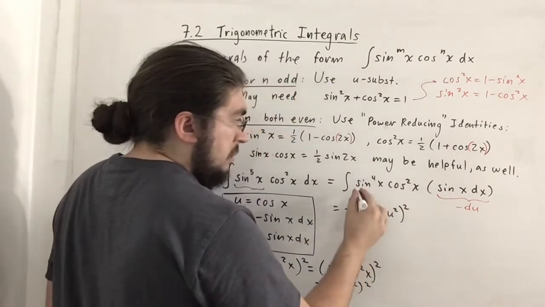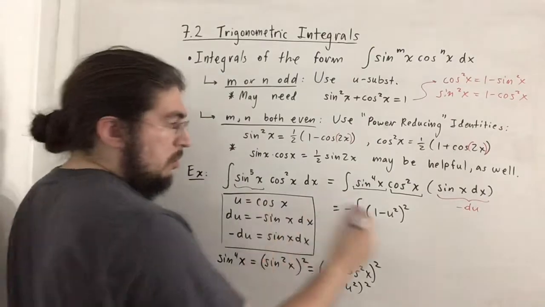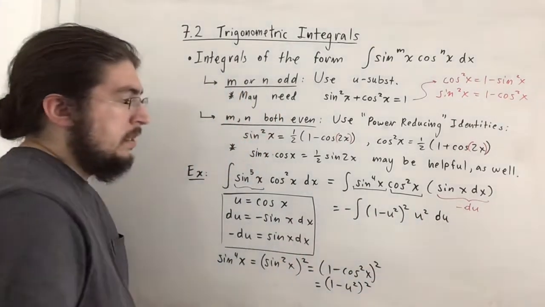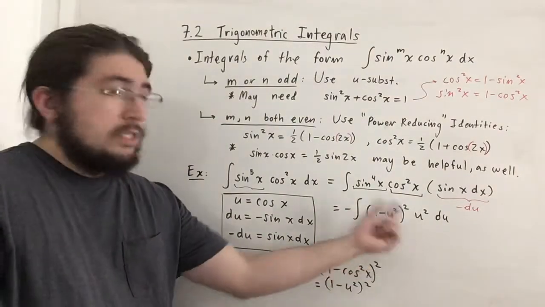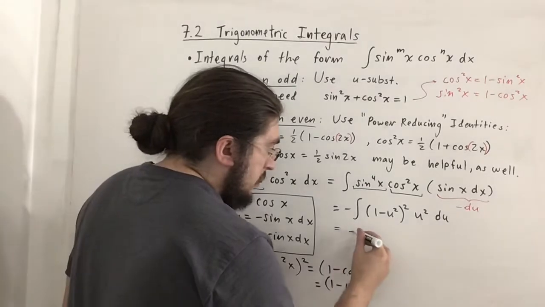And of course, that's handling this part. Now this part, of course, is u squared because u is cosine again. And then we have du, the negative we already pulled out. Now all we need to do is expand this out, distribute the u squared, and then antiderive each term using the power rule. So let me try to do that real quick here.